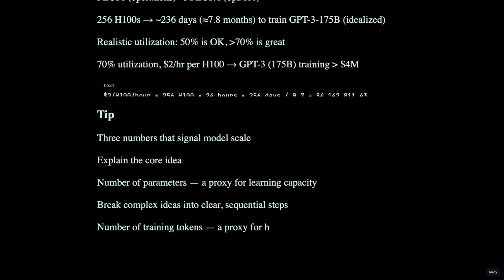This counts the total tokens the model saw during pre-training. Tokens are words or subword pieces. We use that count as a rough proxy for how much the model could learn. But remember that the quality and diversity of the data and diminishing returns also affect actual capability.